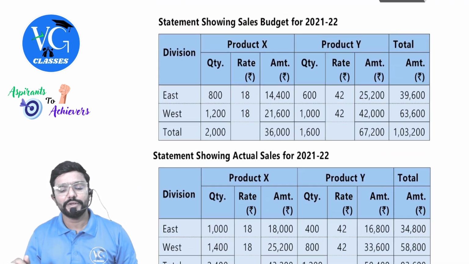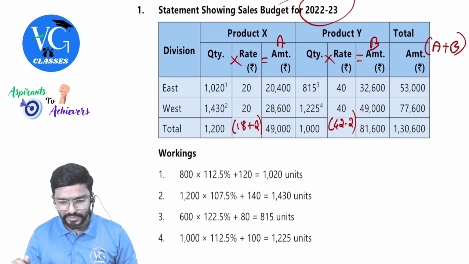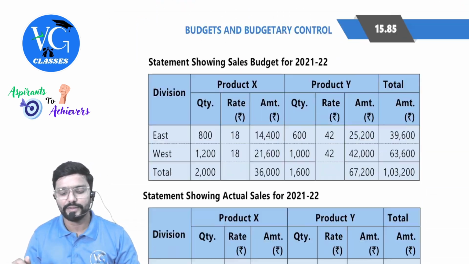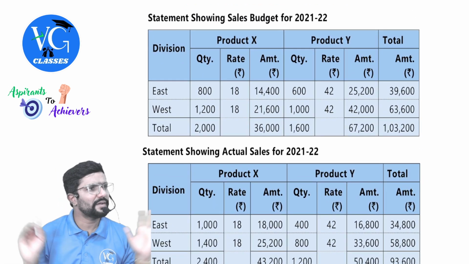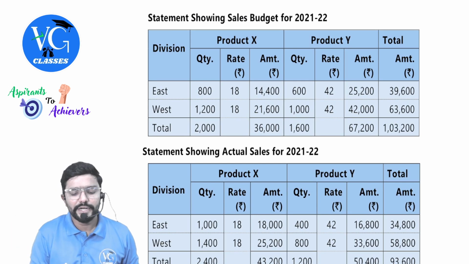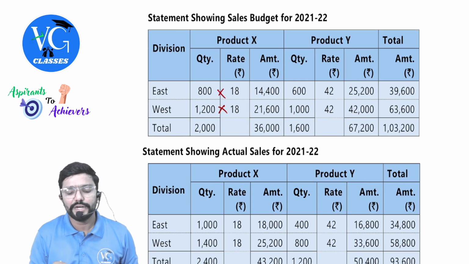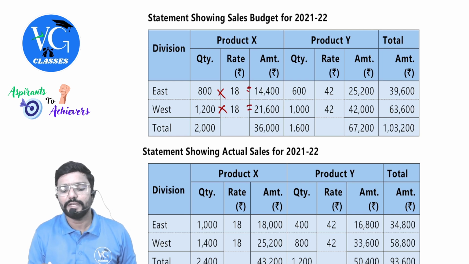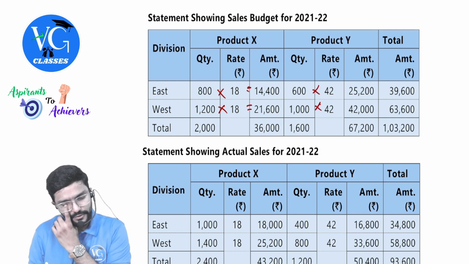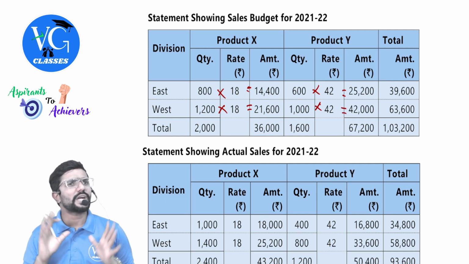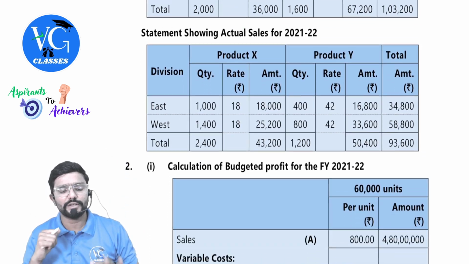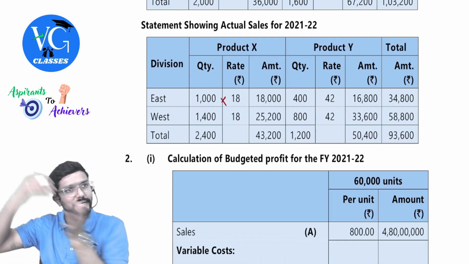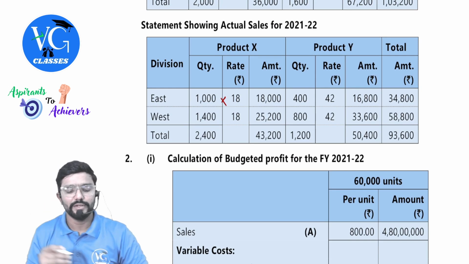Now, statement showing sales budget for 21-22. Year they have written correctly. 21-22. Yes, sir. Sales budget, guys. Whatever figures they have given, no change. 800 into 18, 1200 into 18. Same way, 600 into 42, 1000 into 42. All these are copy paste of first table, whatever is given. Actual sales also. Same to same. The second part you have to take in the first table. 1000 into 18, 1400 into 18.